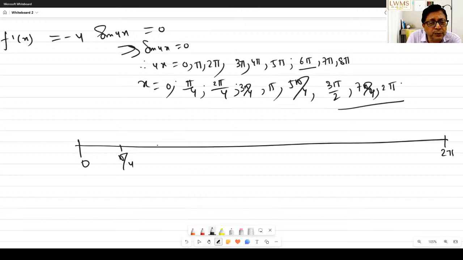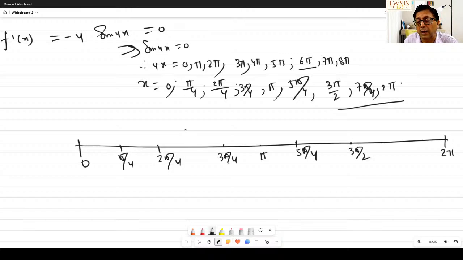This is pi by 4. And 7 pi by 4. Your common strategy will be you take the smallest interval of your choice, then decide sign over there and go accordingly.